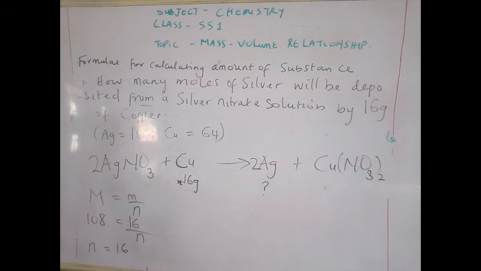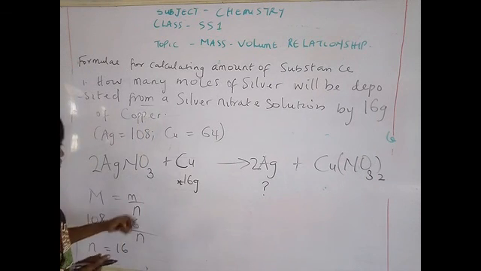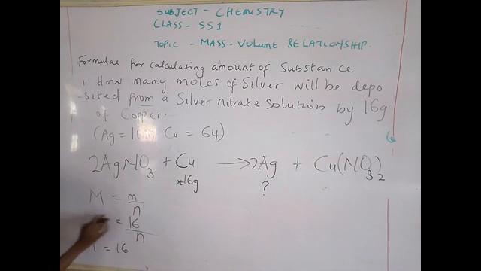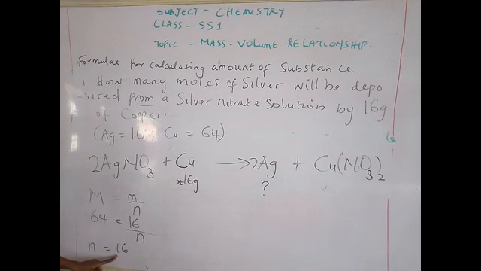Pardon me. I made a mistake. The relative molar mass of copper is 64, not 108. Pardon me for that. Look at it. Copper is 64, silver is 108. All right, so let's go on from here.